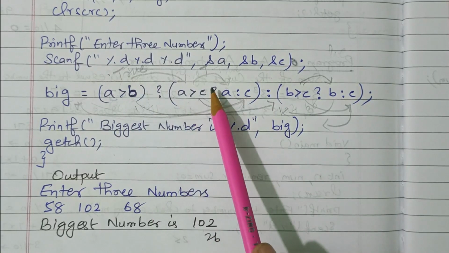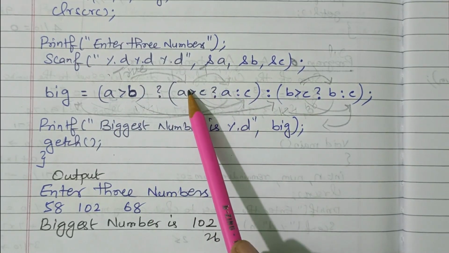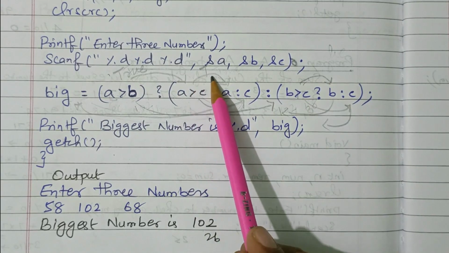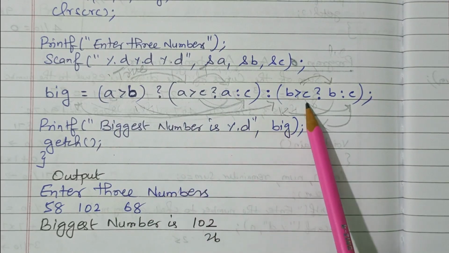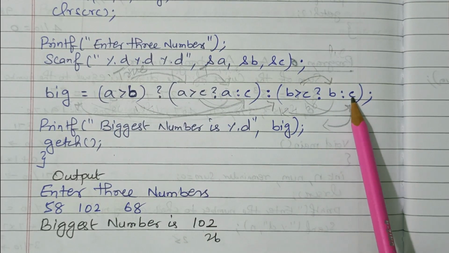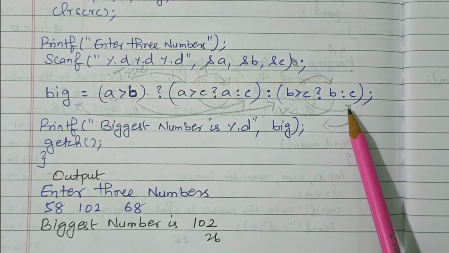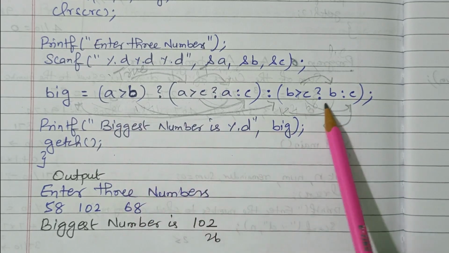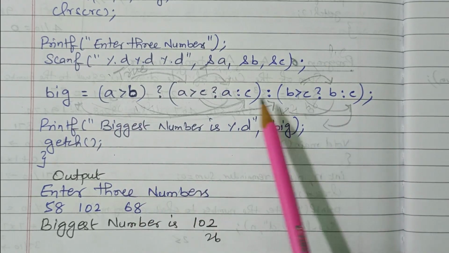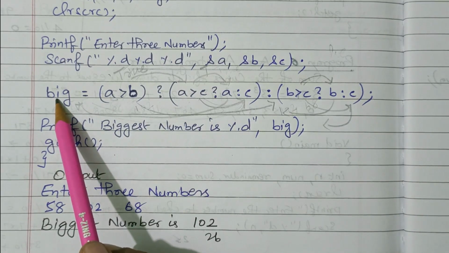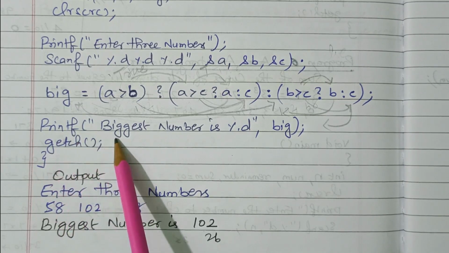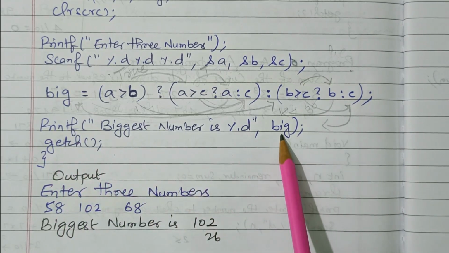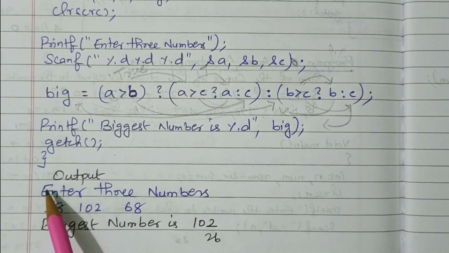True means it will go to expression 1. In that what will happen? Again one more condition. True means this A, false means C. Initially if it is false, it will go to statement 2. Again here we are checking one more condition. If it is true, B will be stored, otherwise C will be stored. Right. So automatically after checking all the values, either A, B or C will be stored in the variable big, based on the numbers we entered. So that number is printed. Printf of biggest number is %d, big. After getch we can close the program.